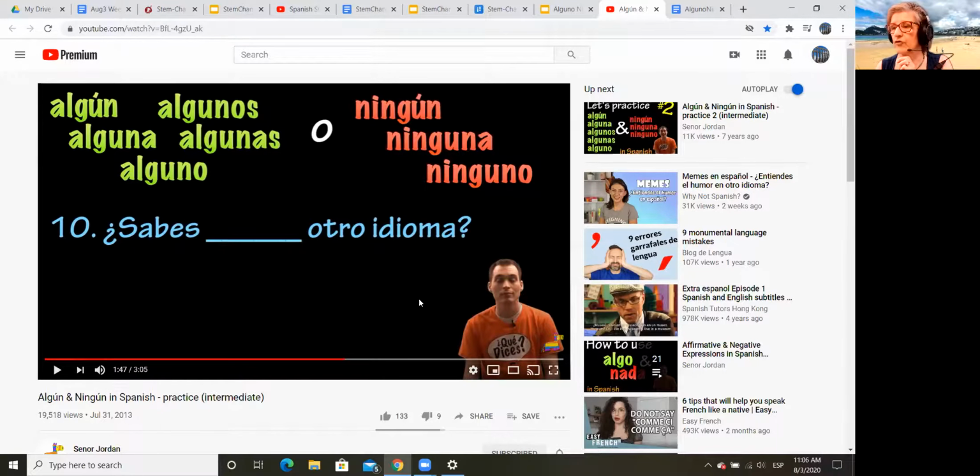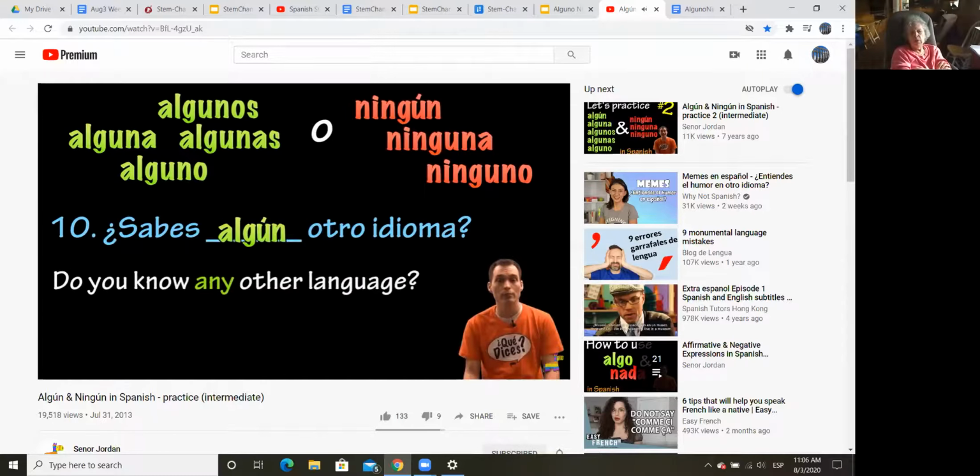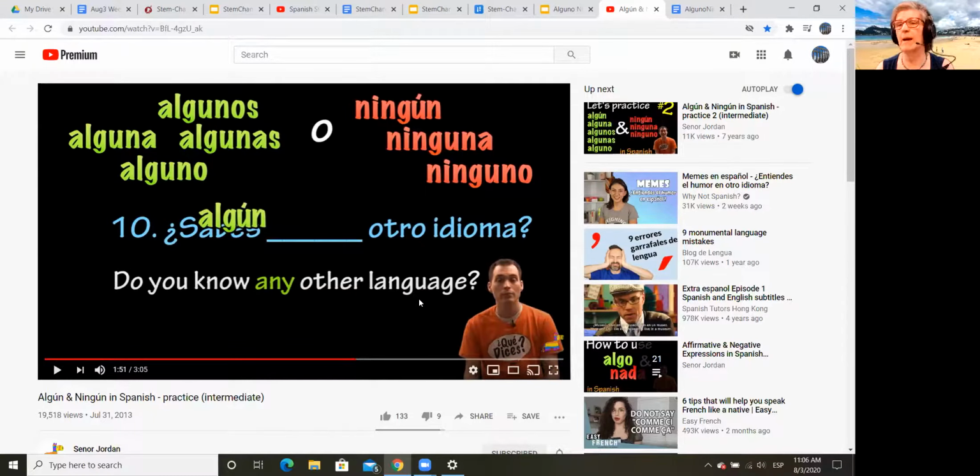There's a trick. Idioma looks like it should be a feminine word, but look at the word in front of it. Otro idioma. Otro is a masculine word. Otro idioma means another language. The word idioma is el idioma. It's the word for language. So it's algún. ¿Sabes algún otro idioma? Algún otro idioma. And that one's kind of a trick. Well, it's not meant to be a trick, but el idioma. This is one of the odd words in Spanish. El idioma. It's a masculine word, even though it ends in an A. Okay. Bien.